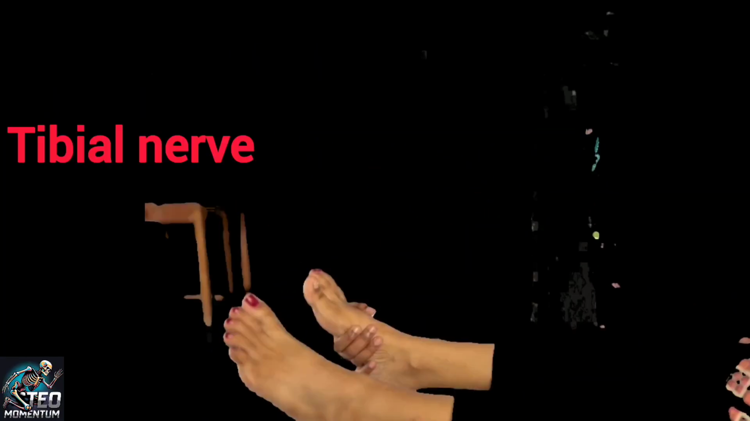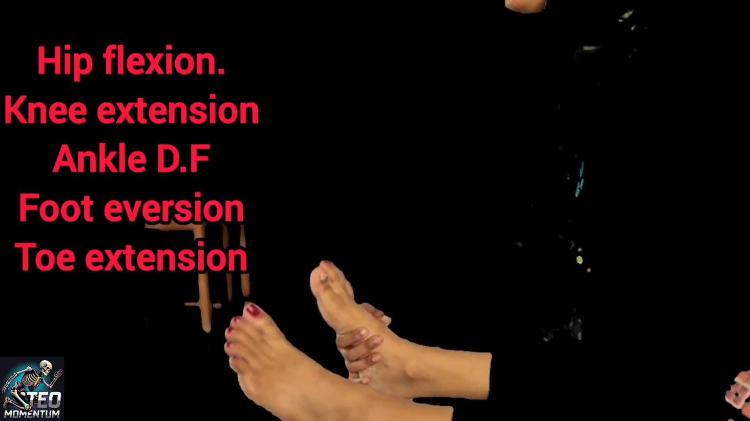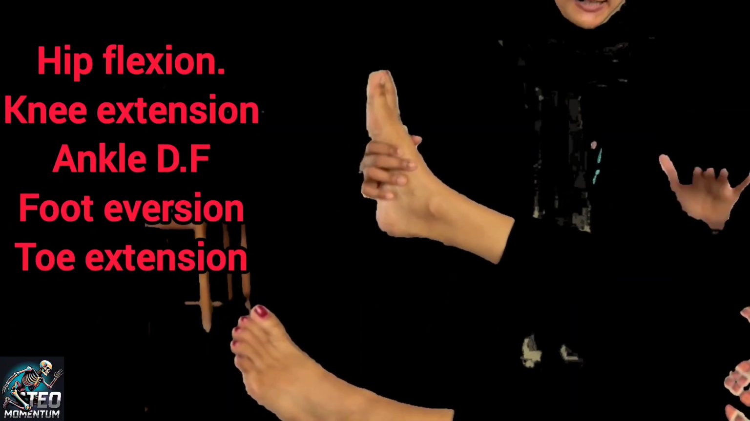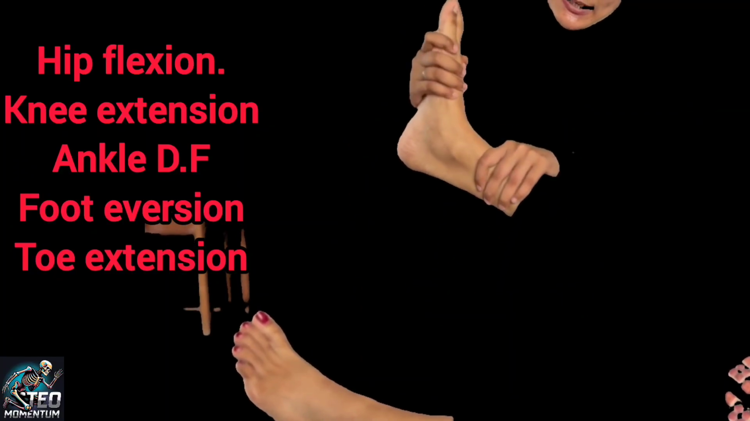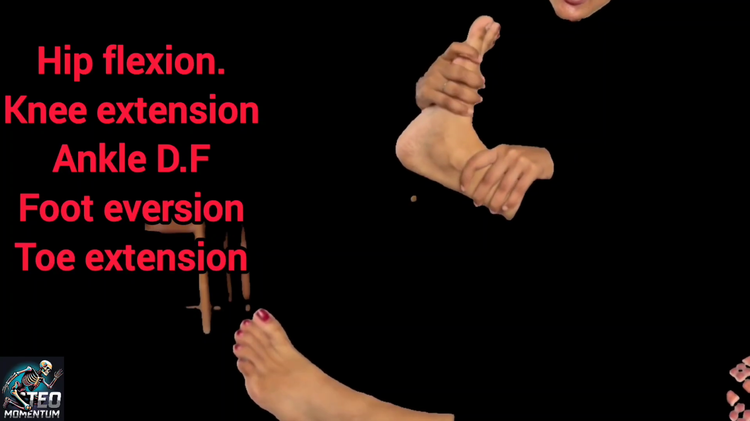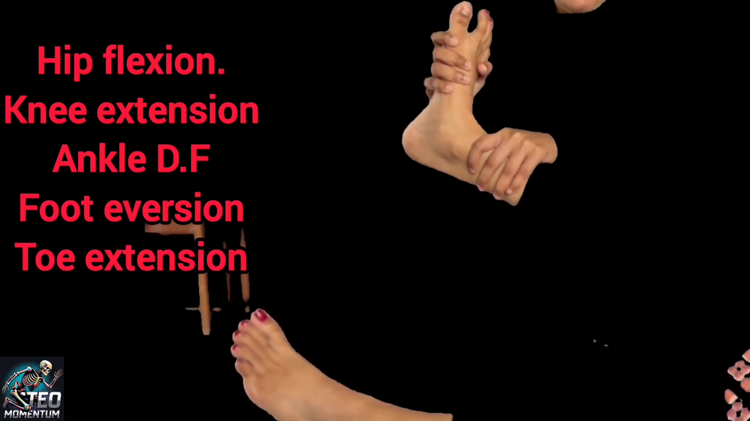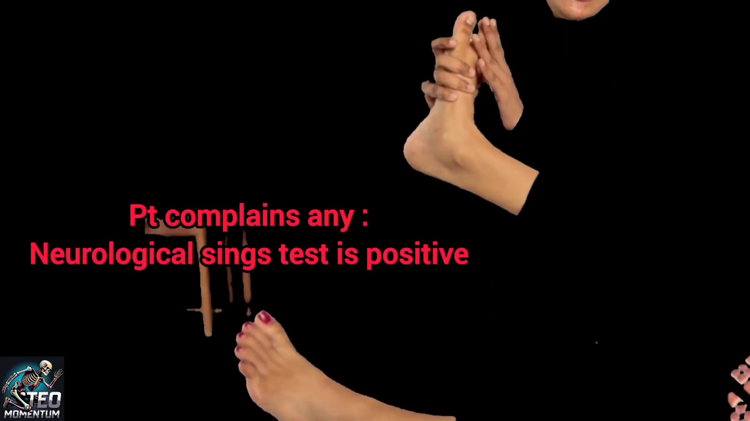Next, to identify neurological involvement in low back pain. First, the tibial nerve. Along with the SLR, do ankle dorsiflexion, foot eversion and toe extension. If the patient complains of any neurological symptoms like a tingling sensation or numbness, this test is positive. That is, the tibial nerve is involved.